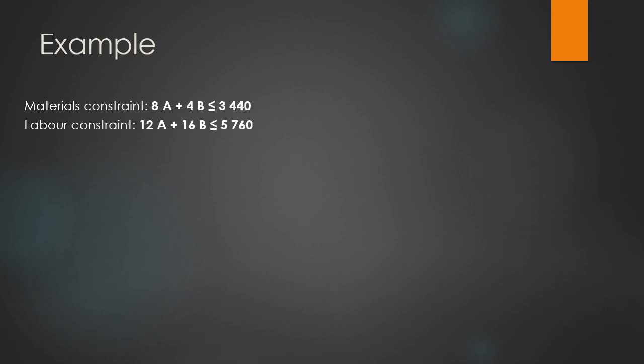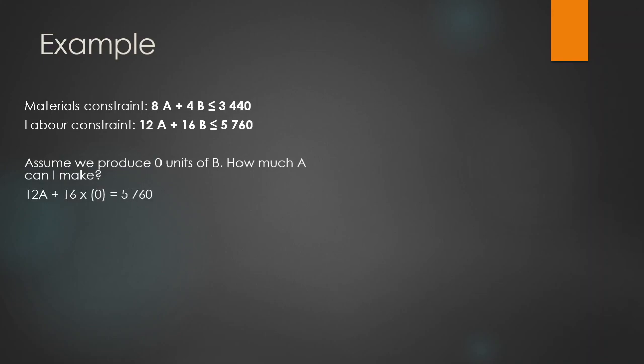We follow the same process to plot the labor constraint. To get our first point, we assume that we produce 0 units of B. Now all 5,760 labor hours are committed to A. How many units of A can I make? And again, I can make 480 units of A, being the 5,760 labor hours divided by 12.